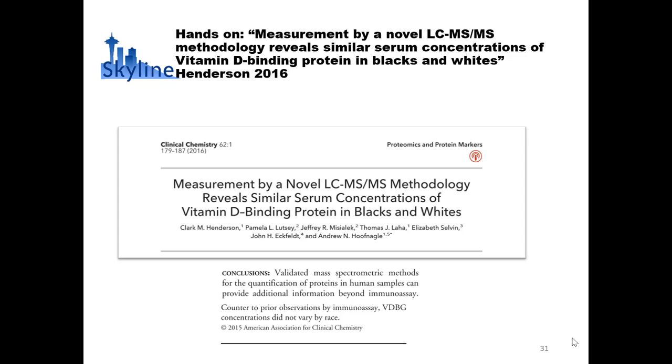This was touched on by Andy, but one of the important conclusions that they made from this paper was that immunoassay had suggested that vitamin D binding protein concentrations varied by race, and they found that it didn't look like that was the case based on these validated targets.